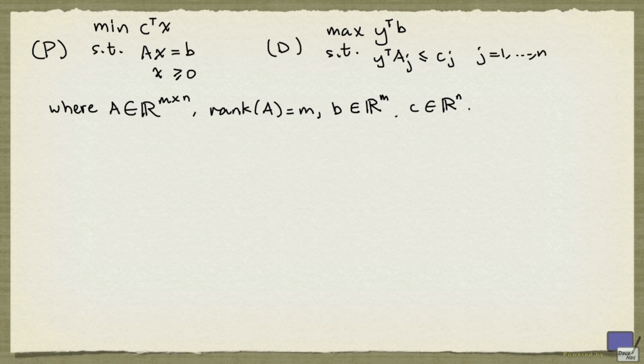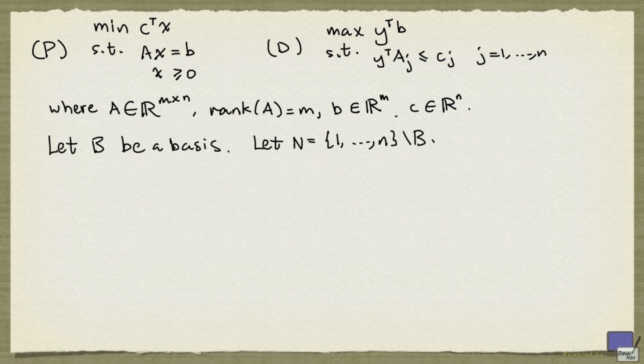Consider the primal dual pair of linear programming problems given by P and D shown here. And let B be a basis, and let N be the indices not in B. We're going to look at what a dual feasible tableau is.